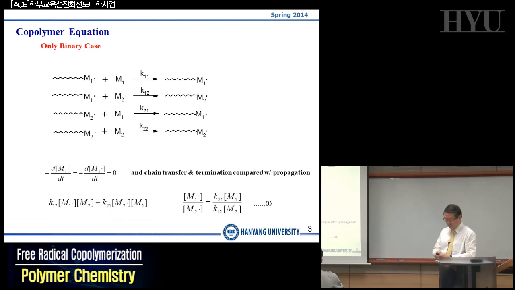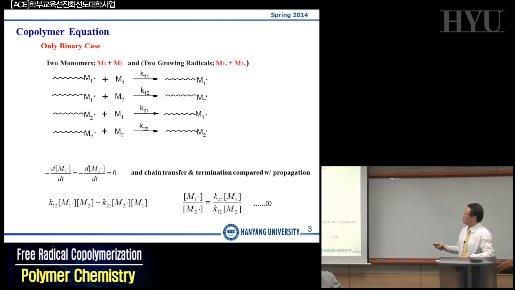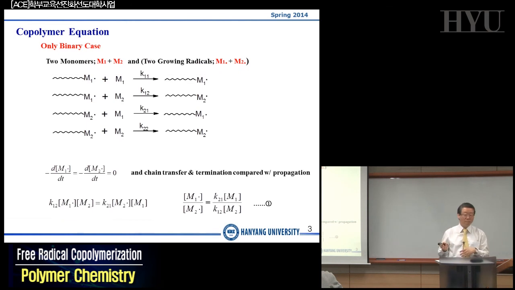Now, I have written here the kinetic equation, M1 dot and M2 dot and M1 and M2. So we have two monomers, M1 and M2, white stone and black stone, or A and B. But we also have two growing radicals, M1 dot and M2 dot. So we have four species. Because we have four species, we have four equations here.